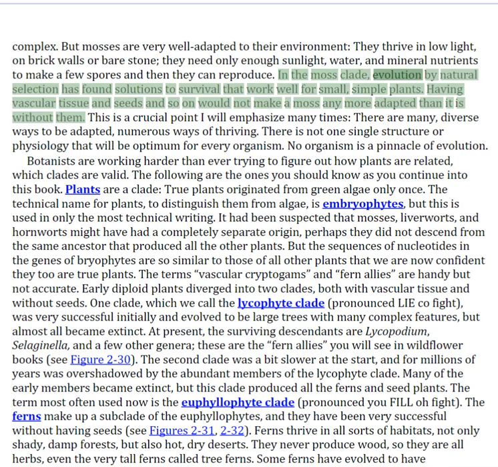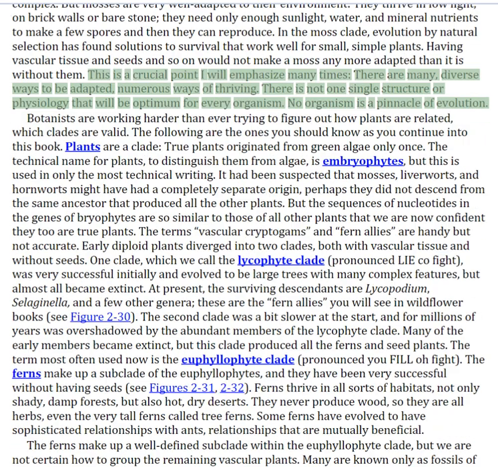In the moss clade, evolution by natural selection has found solutions to survival that work well for small, simple plants. Having vascular tissue and seeds and so on would not make a moss any more adapted than it is without them. This is a crucial point I will emphasize many times. There are many, diverse ways to be adapted, numerous ways of thriving. There is not one single structure or physiology that will be optimum for every organism. No organism is a pinnacle of evolution.